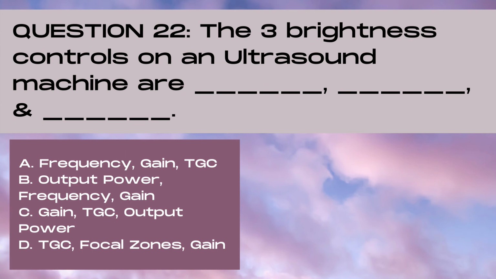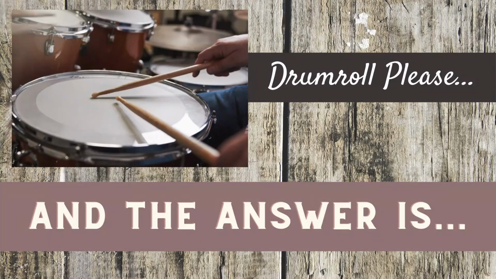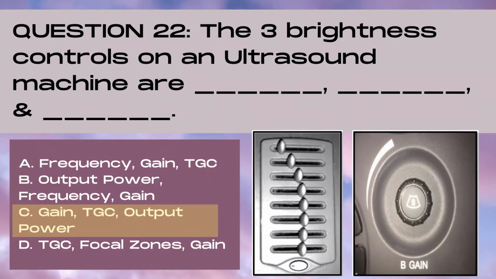Question 22. The 3 brightness controls on an ultrasound machine are A. Frequency, gain, and TGC. B. Output power, frequency, and gain. C. Gain, TGC, and output power. Or D. TGC, focal zones, and gain. And the answer is C, gain, TGC, and output power.